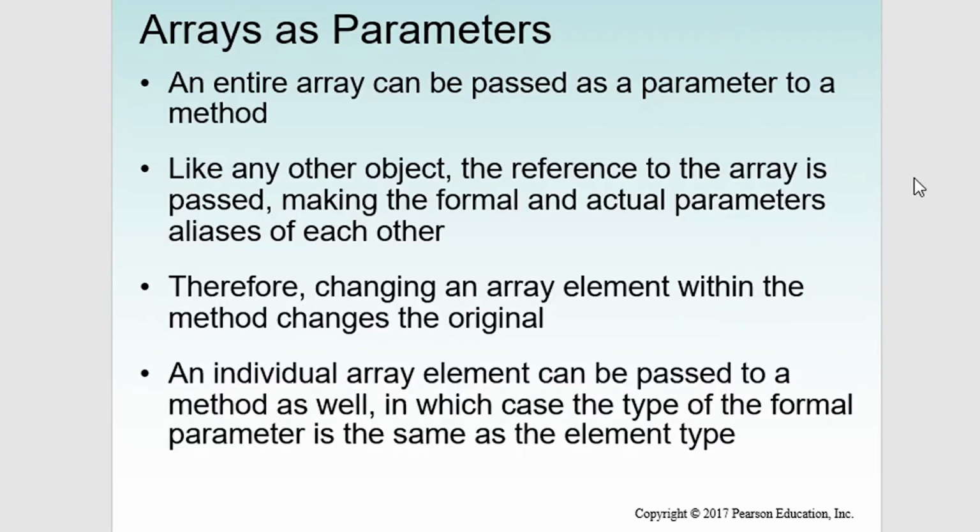Arrays as parameters. The entire array can be passed as a parameter to a method. Like any other object, the reference to the array is passed, making the formal and actual parameters aliases of each other. Therefore, changing an array element within the method changes the original. An individual element can be passed to a method as well, in which case the type of the formal parameter is the same as the element type.